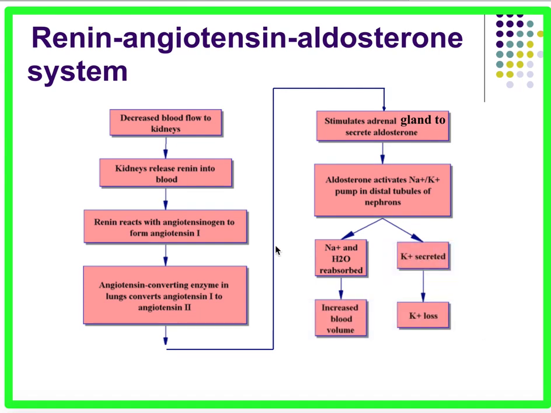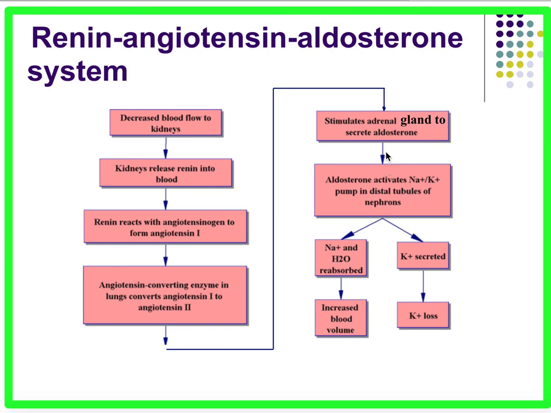Okay, so quickly to go through it. Decreased blood flow to the kidneys. Remember, low blood flow to the kidneys was one of the stimuli for the kidneys releasing renin. Renin will convert angiotensinogen to Ang1. Ang1 will get converted into Ang2 with the help of ACE. Ang2 will do many things, including causing the release of aldosterone.